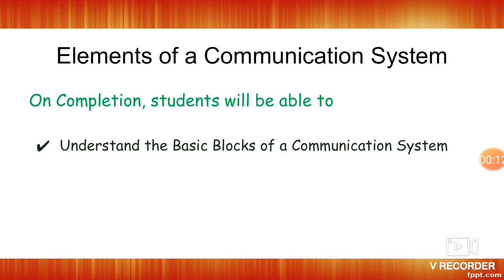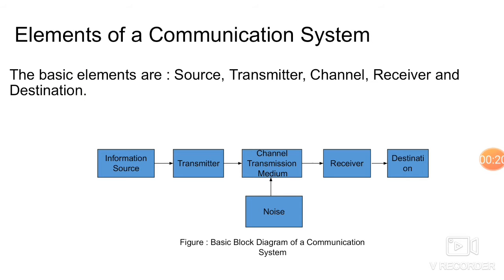After completion of this session, the learners will be able to easily understand the basic blocks of communication systems and basic concepts of amplitude modulation. Here is the block diagram of a communication system. The basic elements are source, transmitter, channel, receiver and destination.